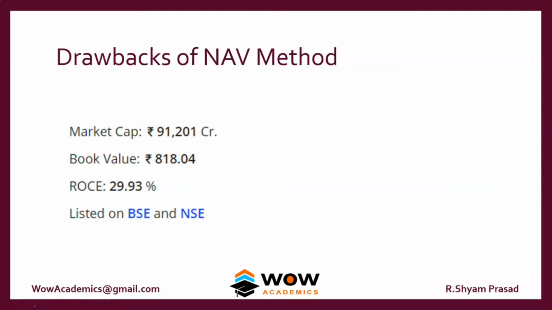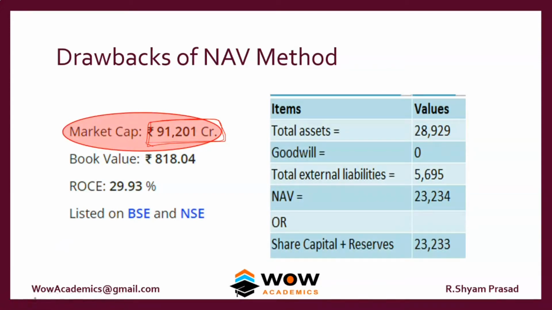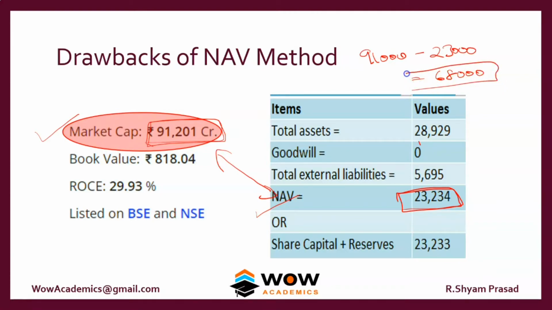If you take this company, again it's a Bajaj company, the market says that the value of this company is 91,000 crore. But when we do the NAV value, it comes to 23,000 crore. So look at the difference. The market says the company is worth 91,000, and the NAV method says the company is worth 23,000. So the difference, 91,000 crore minus 23,000 crore, comes to 68,000 crore. Okay, where is this difference?